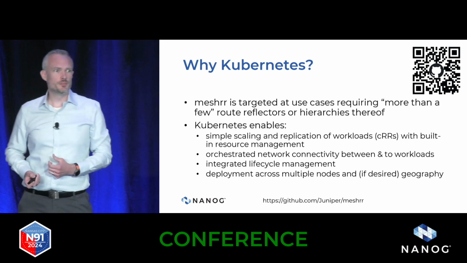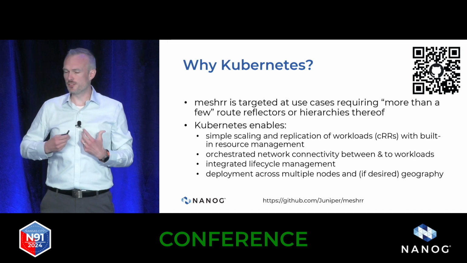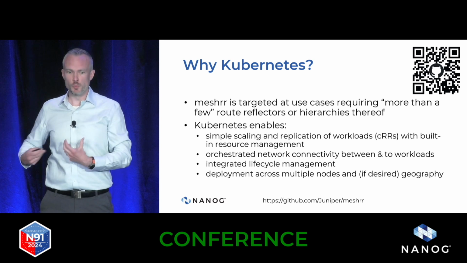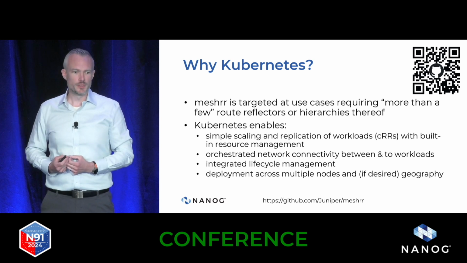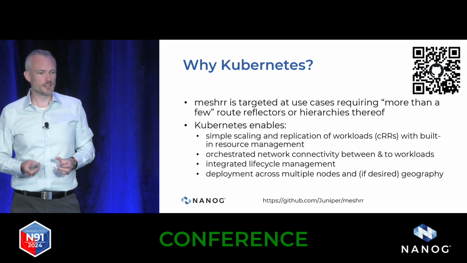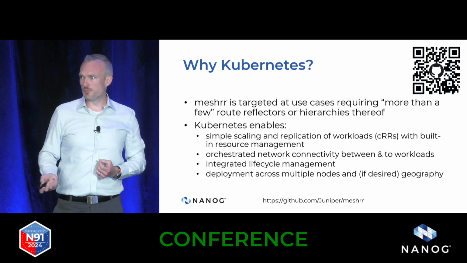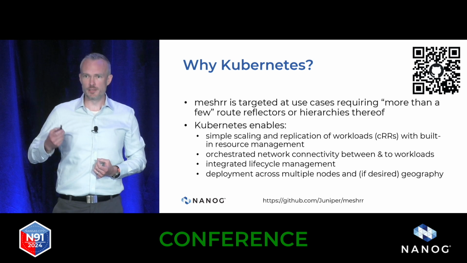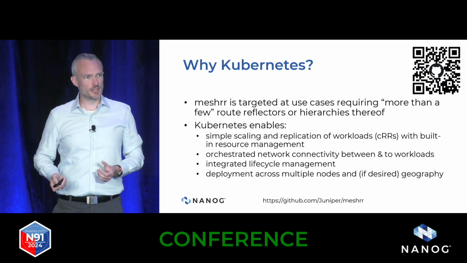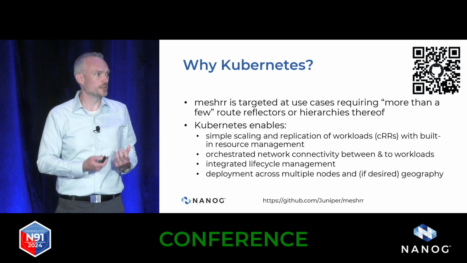We chose Kubernetes because of alignment between the requirements of having a service that lets us scale to more than a few route reflectors or building hierarchies with more than a few route reflectors. And Kubernetes allows us to do this scaling very easily. It simplifies that scaling. It will replicate my workloads, which are my CRRs, and it provides resource management. So I can say that I need a certain number of route reflectors, and Kubernetes will take care of placing it on nodes that are servicing and have appropriate capabilities for that.